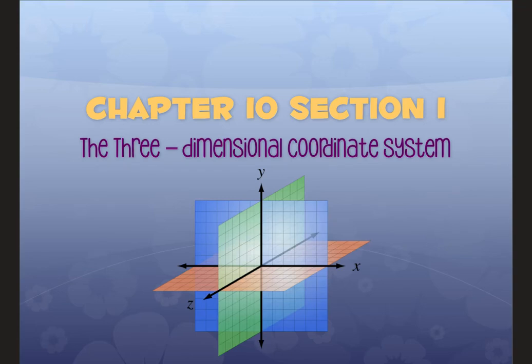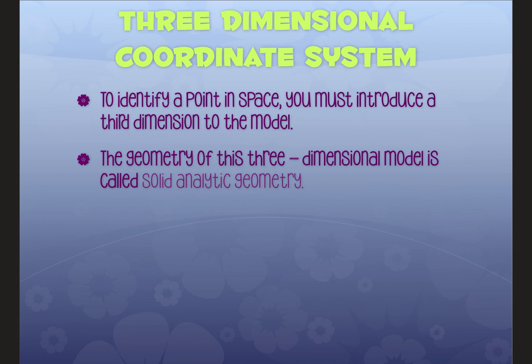Okay, this video is going to take you through chapter 10, section 1, the three-dimensional coordinate system. So we kind of introduced this idea of a 3D coordinate system, which is the abstract part of this and a little bit hard, and then we get into some formulas which are much easier to use. So the first thing is we're going to identify a point in space, and to do that you have to introduce a third dimension into the model.